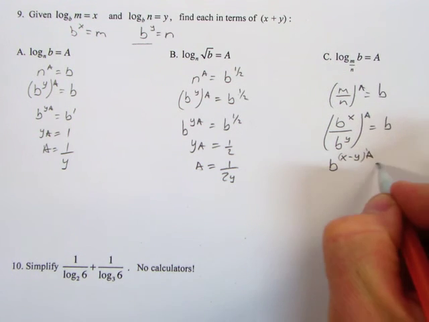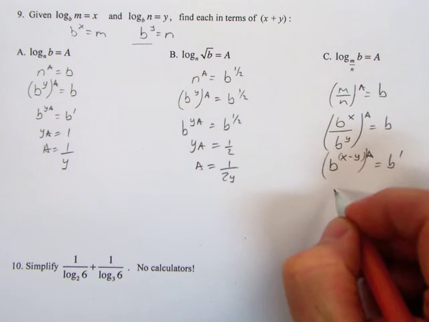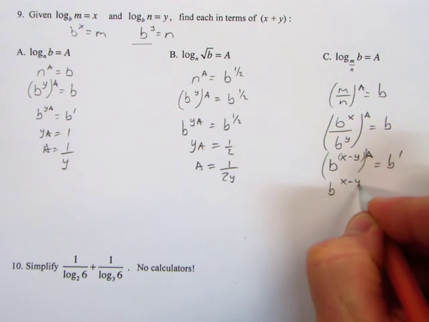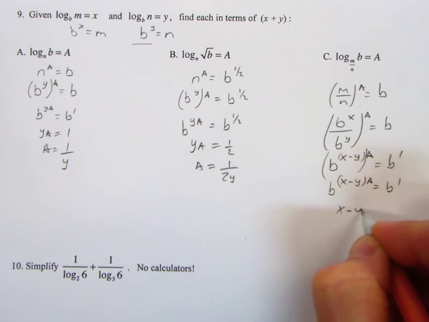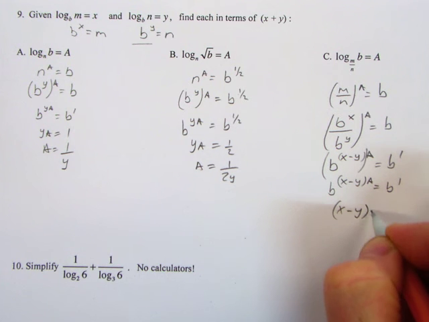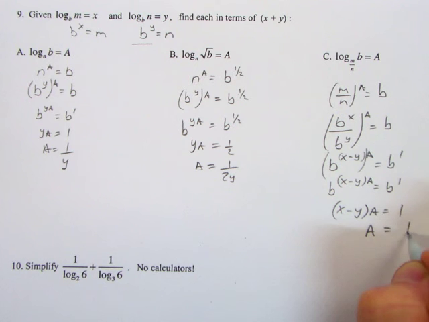Or we can just go ahead and multiply that through. And we get 1, well, just in case that was confusing, we'd have b to the x minus y a equals b to the 1. So now we have two exponentials with the same base. We can set the exponents equal. We get 1 over x minus y.